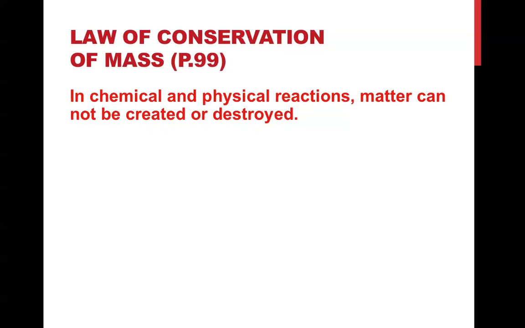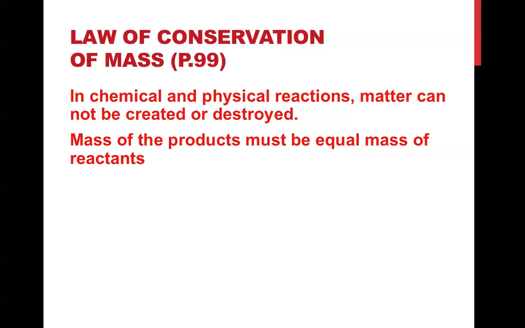So our first definition. The law of conservation of mass states, in chemical and physical reactions, matter can't be created or destroyed. So that just means atoms just can't come from anywhere and you can't destroy them. So however much you start with, that's how much you end up with. So the mass of the products must be equal to the mass of the reactants. Again, however much you start with, that's how much you end up with.